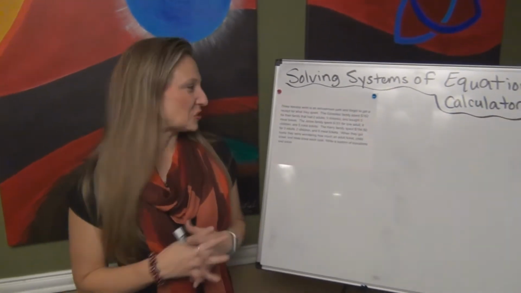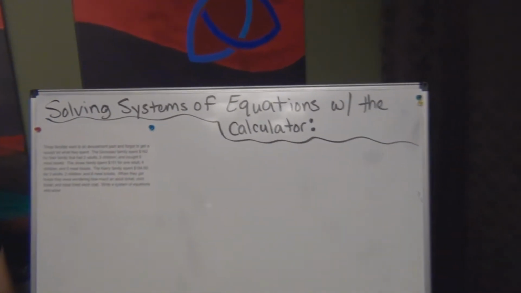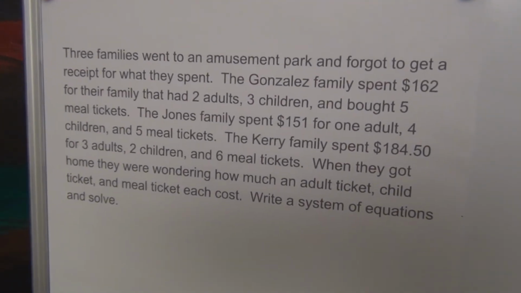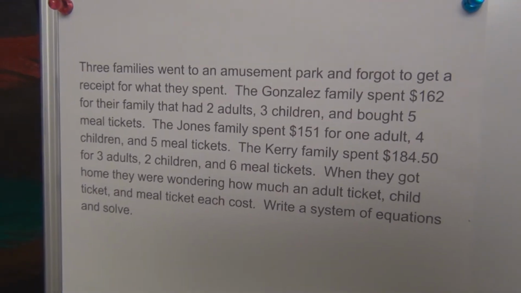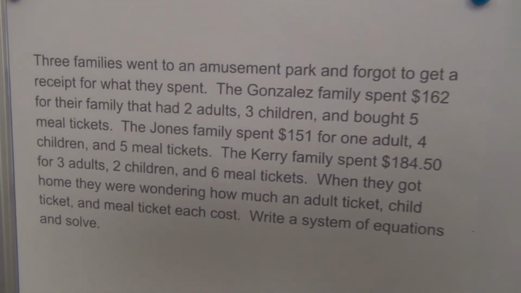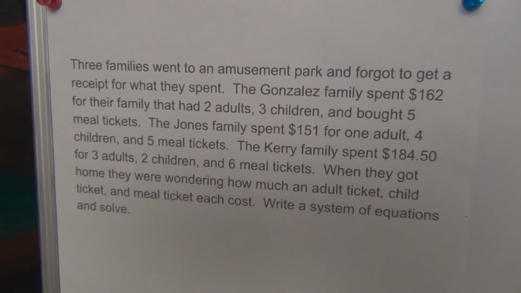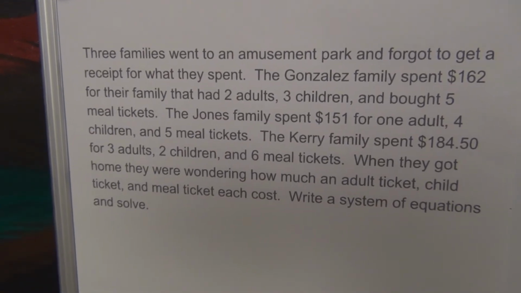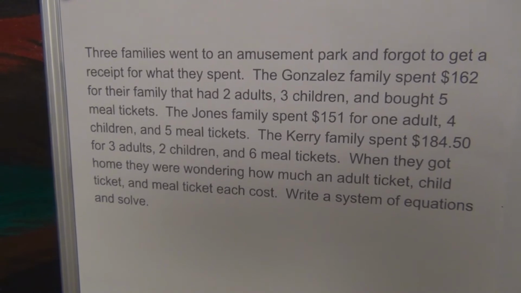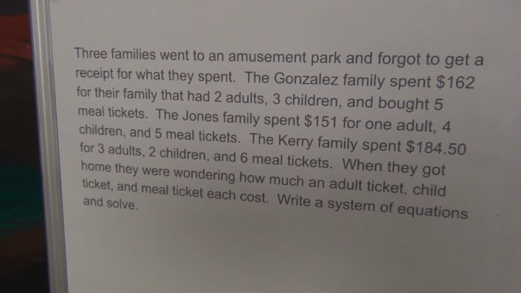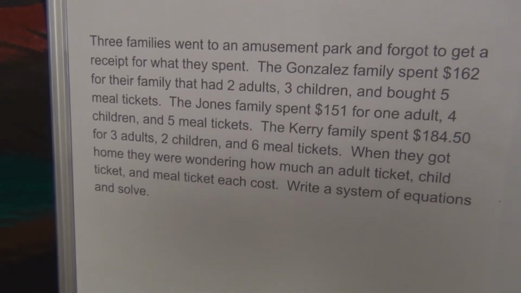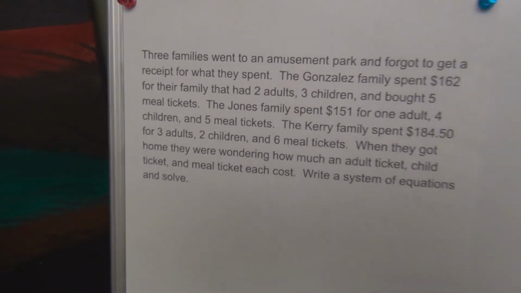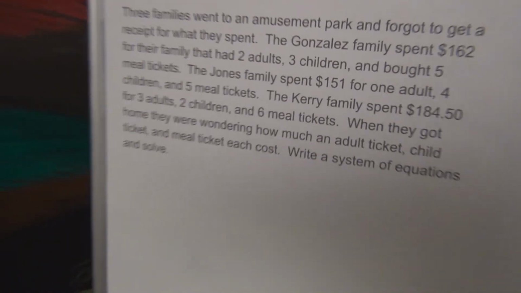All right, example number 2. This time we have 3 families that went to an amusement park and they forgot to get a receipt for what they spent. The Gonzalez family knows that they spent $162 on their family. They have 2 adults, 3 children, and bought 5 meal tickets. The Jones family said they spent $151 for 1 adult, 4 children, and 5 meal tickets. And the Carey family said they spent $184.50 for 3 adults, 2 children, and 6 meal tickets. When they got home, they were wondering, how much did an adult ticket cost and a child ticket and a meal ticket? So they decided to use a system of equations to help them figure out this scenario.